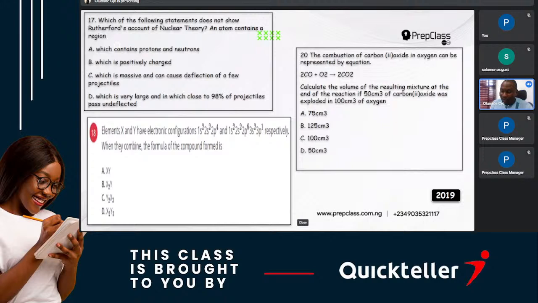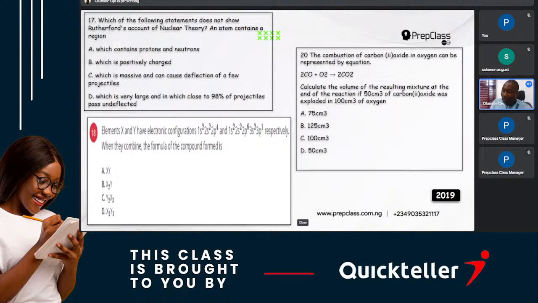So the CO that will remain will be what? It is 0, because everything is used up. But the oxygen that will remain will be 75 cm³, because only 25 cm³ is used. Now, if you look at the reaction, the CO2 is having 2. So if 50 is 2, then the CO2 will also be 50. So 50 cm³ of product formed.